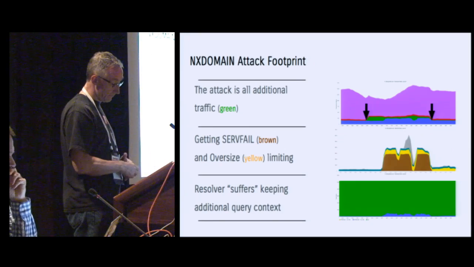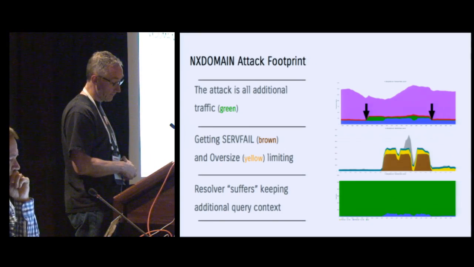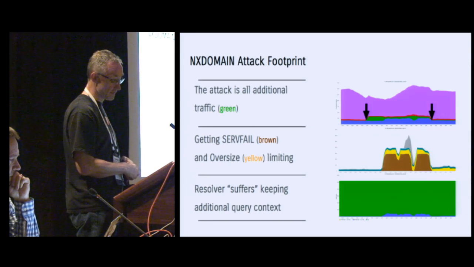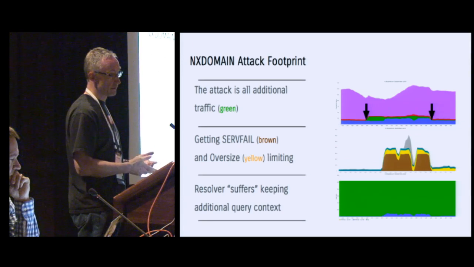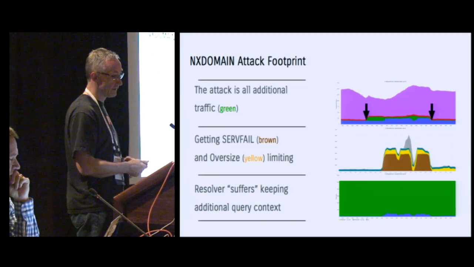And then looking at the middle graph, it's again a kind of revoicing of the same data. The brown stuff is serve fail, the yellow stuff is oversized rate limiting. So we rate limit large packets slightly differently.